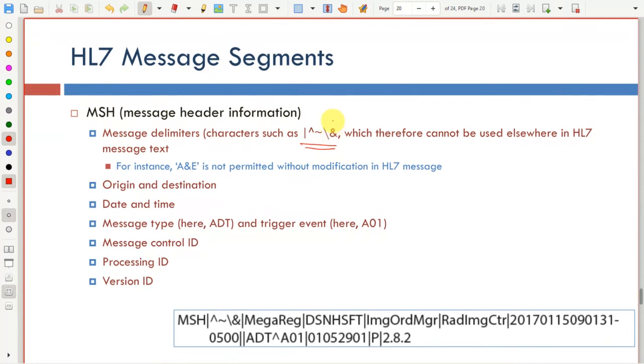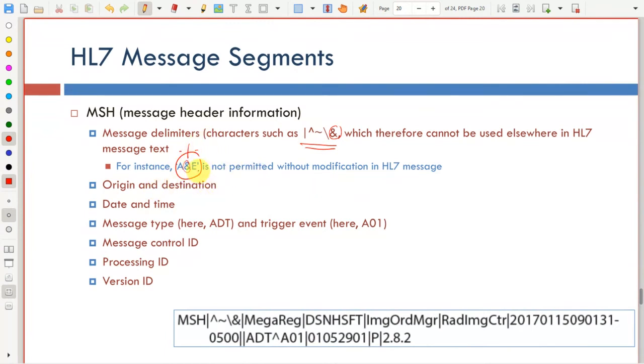This means that these characters cannot be used elsewhere in the HL7 message. So if you have, for example, a message that has A and E, you cannot do that. You cannot have the AND here. It's not possible because it's one of the delimiters, and it would be interpreted as a separation between this field and this field, and this is not what you mean here.